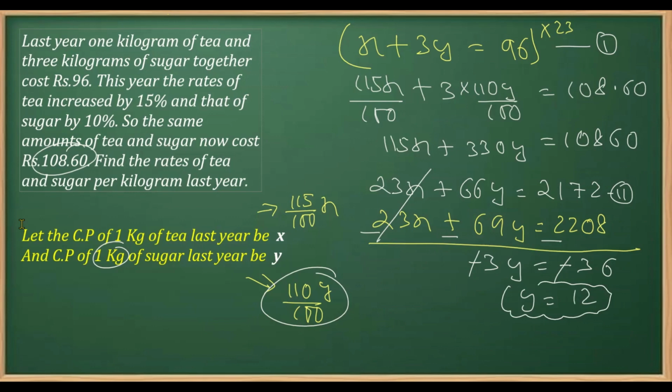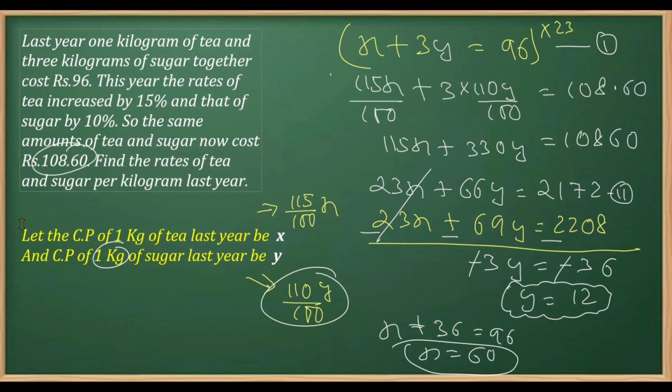Now next, what I'm going to do is replace y in the first equation. On replacing y with 12, let's say this is x plus 3 times 12. 3 times 12 is how much? 36, equal to 96. So x comes out to be 96 minus 36, which is 60.